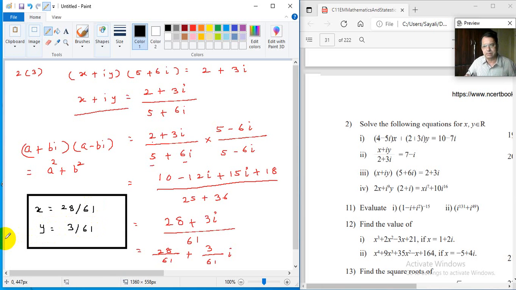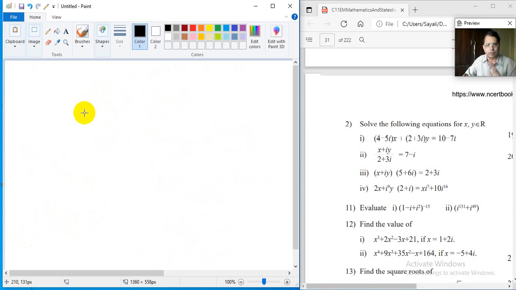This is done. Very simple, there is nothing difficult in these problems. Only thing is you have to make proper calculations. Calculation, always I am telling you, calculations will be proving very important. Your calculation abilities will matter now.